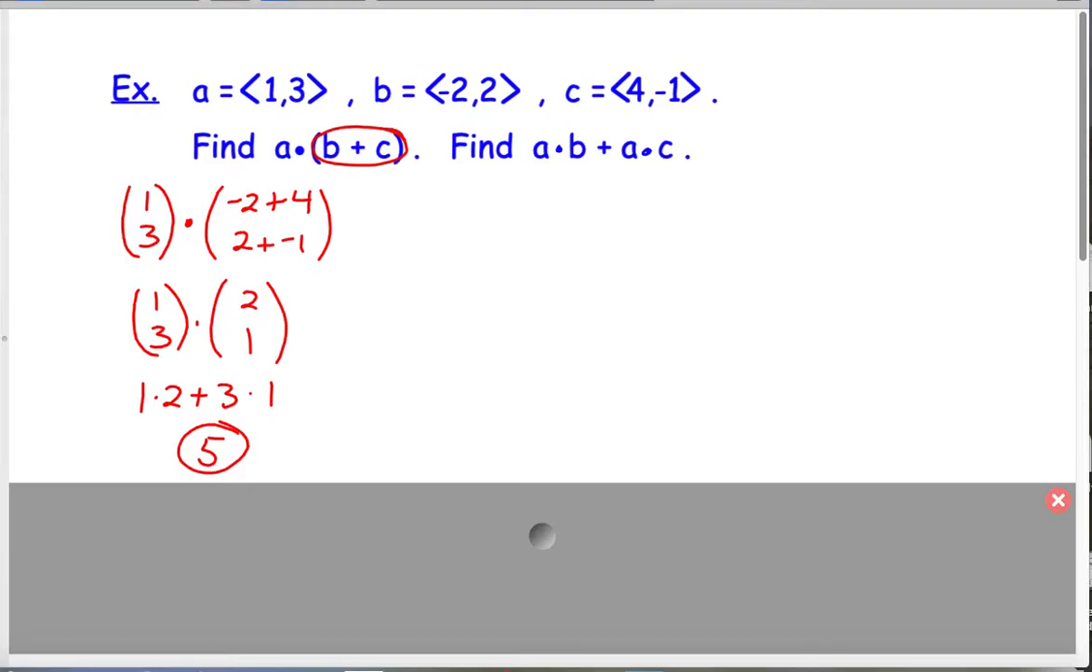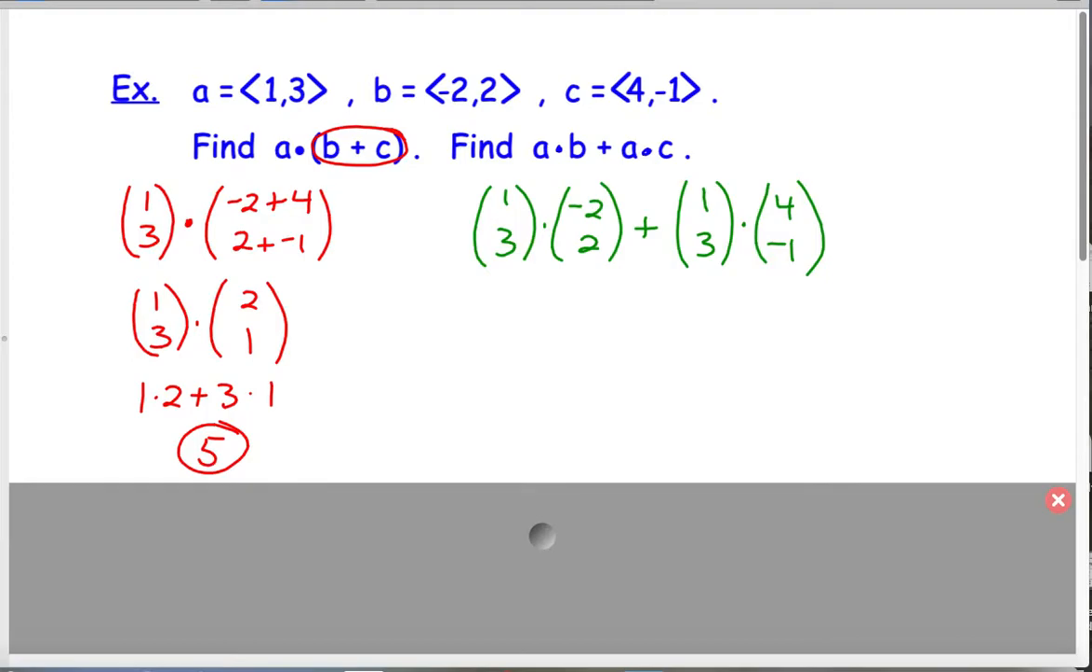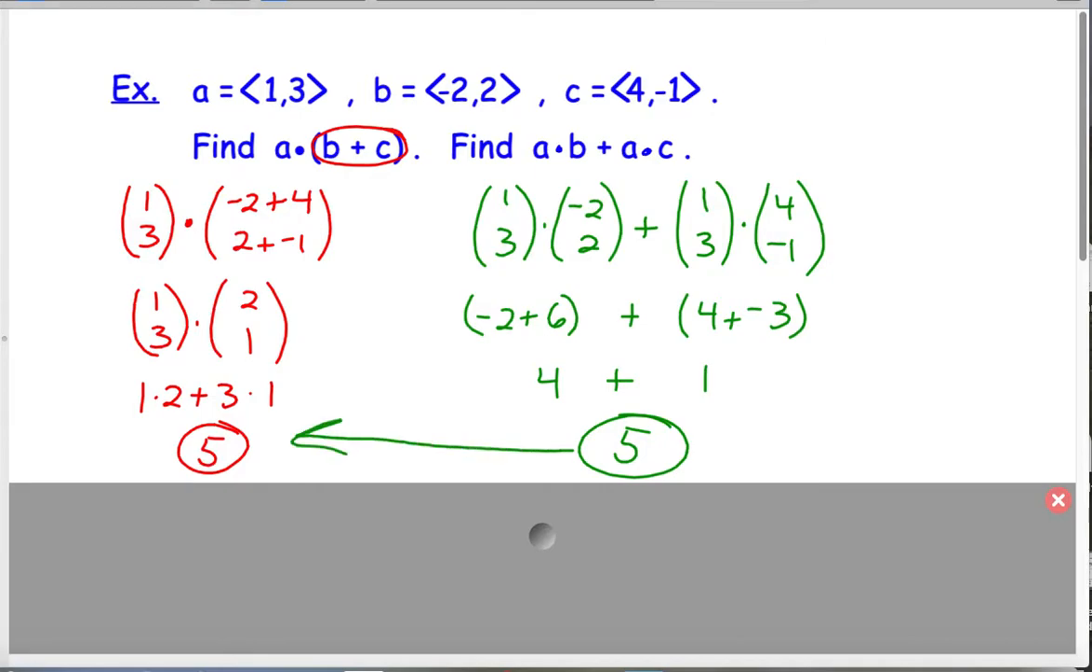So we're going to do the dot product of a and b. So I'm going to do 1, 3, dot with -2, 2. And then I'm going to do the dot product of a and c. So 1, 3, dot with 4, -1. And then I'll add those two answers. So for the first dot product, I'm going to get -2 plus 6. And that's a number. Plus, with the second dot product, I'm going to get 4 plus -3. So I'm going to get 4 plus 1, which is 5, which was the same answer I got with that other calculation.